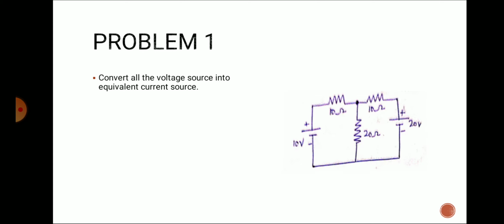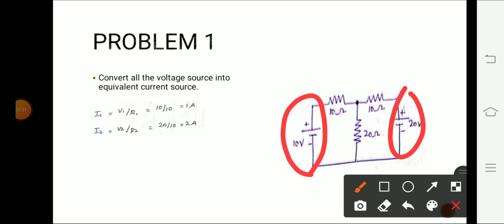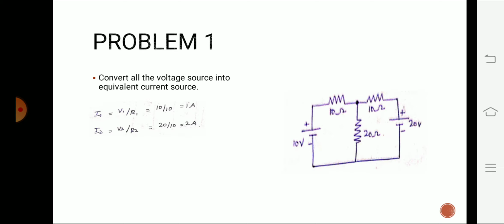First convert all the voltage sources into the equivalent current sources. We know the formula I is equal to V by R. So first we convert this voltage source into a current source, and the 20 volt source into a current source. So I1 is equal to V1 divided by R1. Substituting the values, we get 1 amp, and I2 is 2 amps.